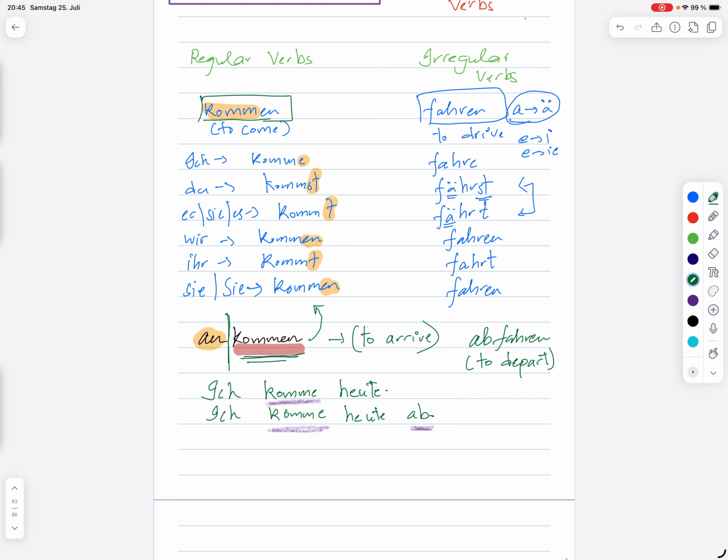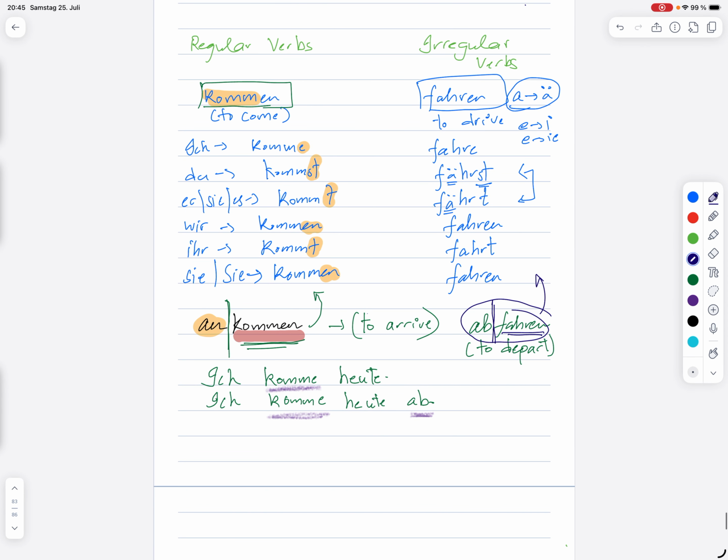So abfahren, right? And then we have a prefix here, ab, again, right? But now our fahren is an irregular verb, which you know from above, but this together is a Trennbare verb because it has a prefix in it, right? So ankommen and abfahren are examples of those. So now I will make a sentence with this, right? So let's do the sentence.